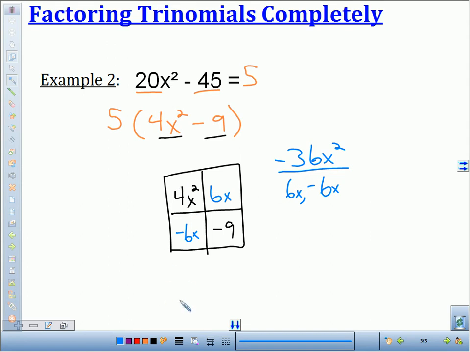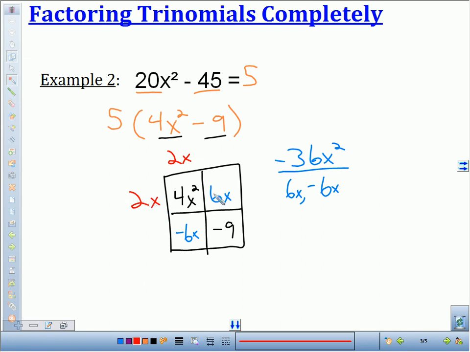That's kind of a handy-dandy little trick. Not necessary. You can still get this the old-fashioned way, but it's a nice little trick to know that can speed up your life a little bit. Now from here, we've got our regular box. So we work this out the regular way. The greatest common factor of my column here would be 2x. The greatest common factor of my row would also be 2x.